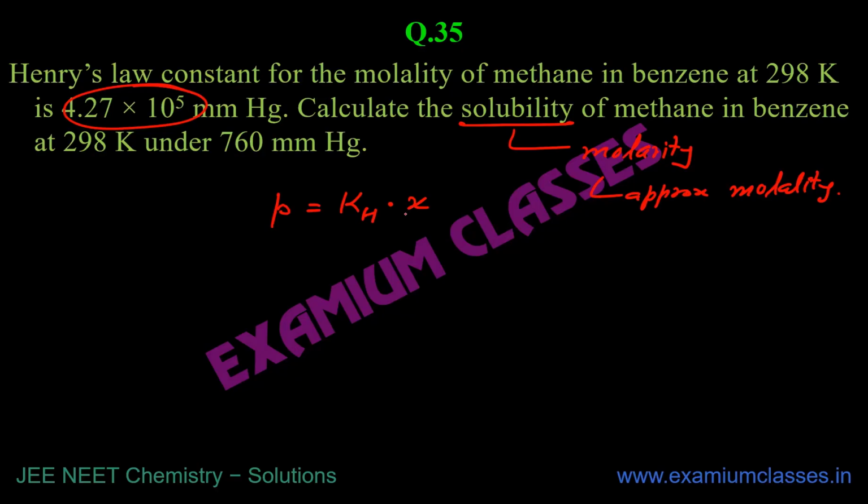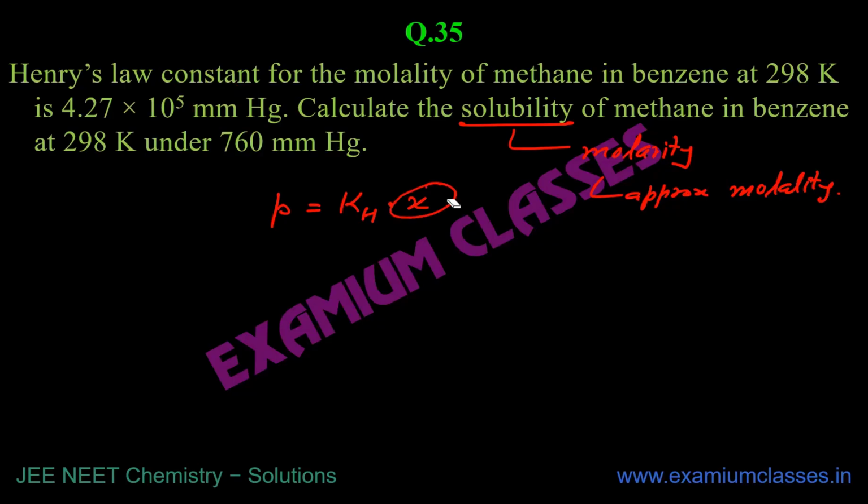How can you change it so that you get the molality or molarity or the concentration? How can you change it? Now remember, this one is given in mm of Hg, and this will not have any units. So obviously pressure will have the unit of mm of Hg. So this should be the mole fraction in that case.